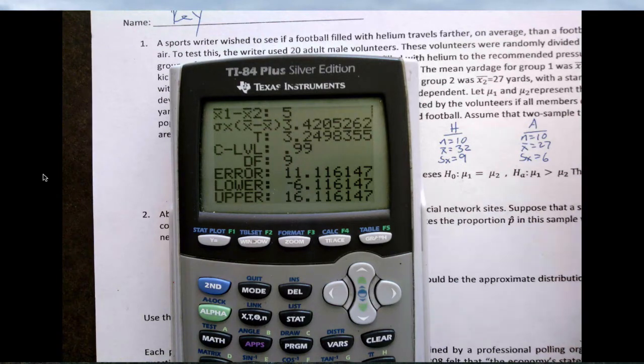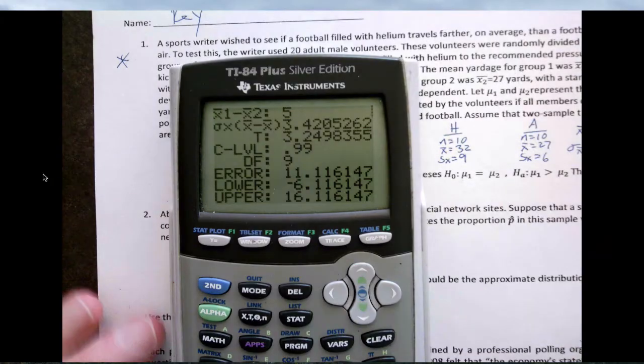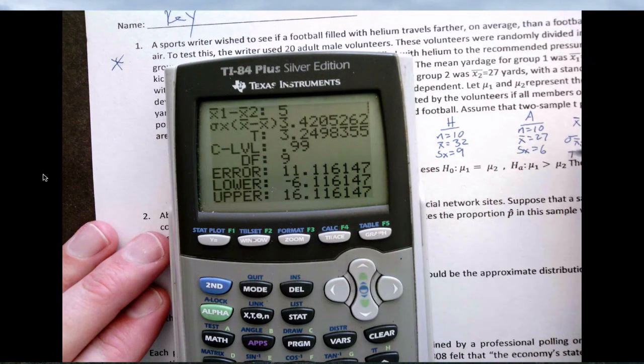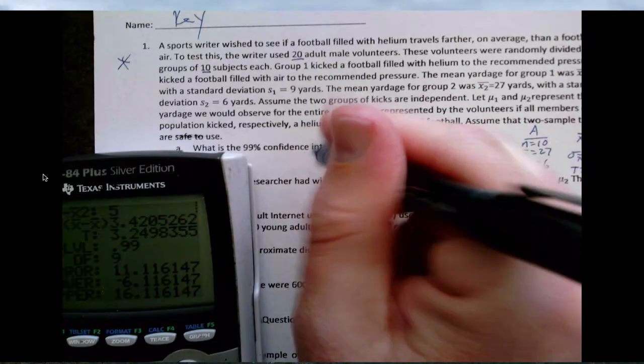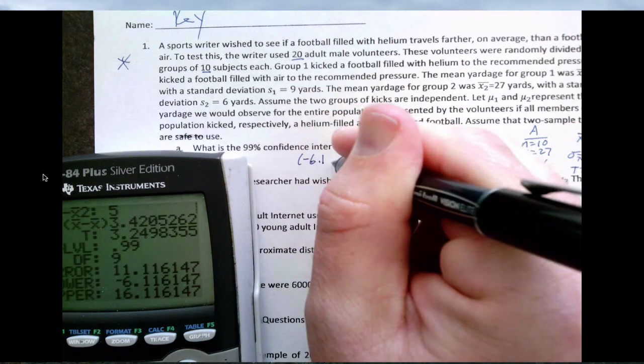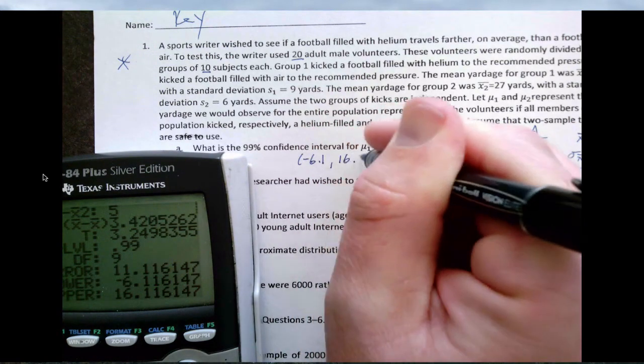All right, so what I have for x bar 1 minus x bar 2 is 5. The standard deviation of that measure is 3.4. All right, and our t variable is 3.25. Okay, now to answer the question, we have a lower of negative 6.1 and an upper of 16.1.